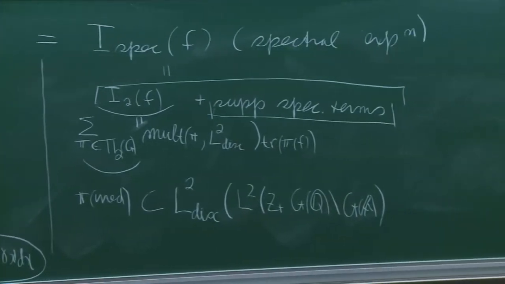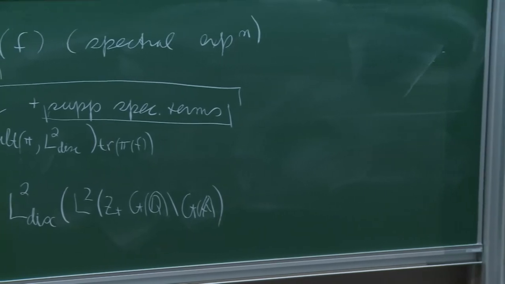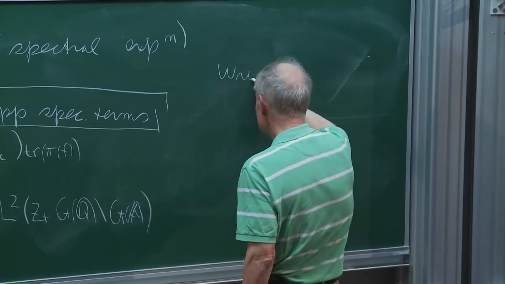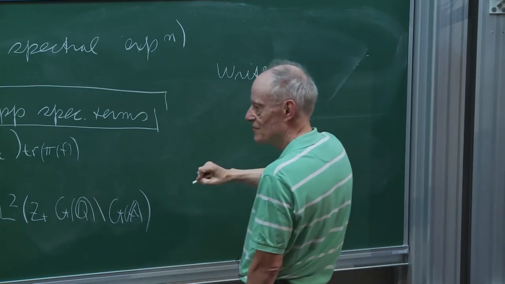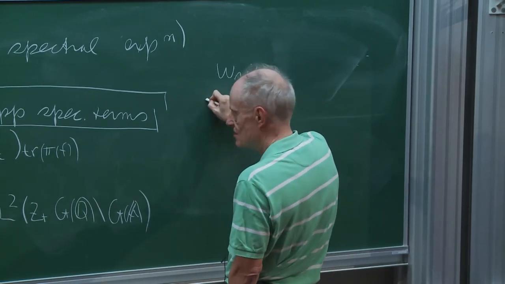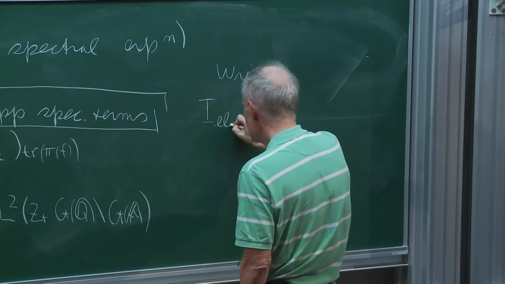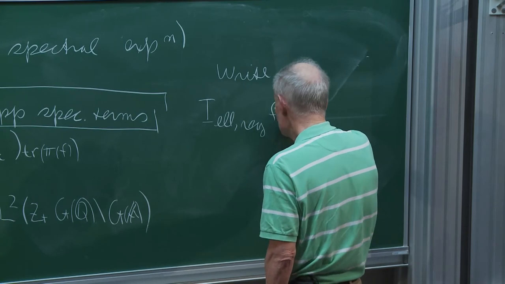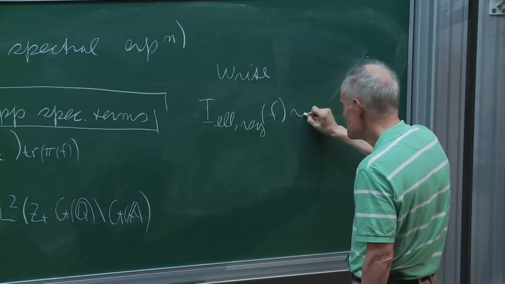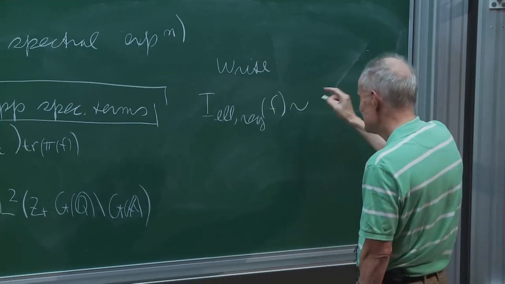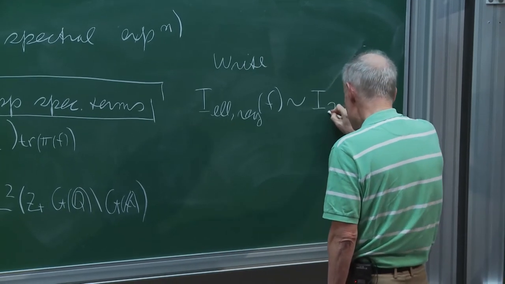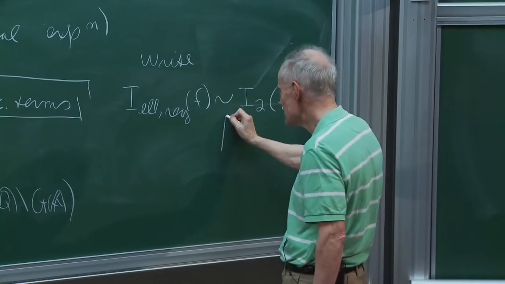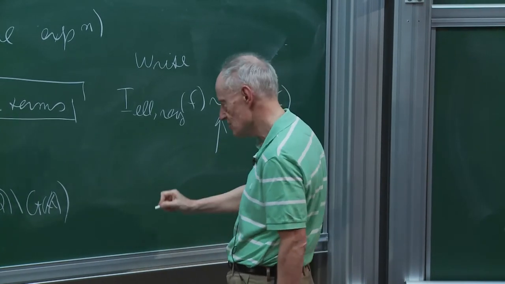All right. What I'm going to do is I'm going to write the elliptic regular part. I'm going to write this approximation symbol. This is equal approximately to I2 of f. And so this is the famous, the notorious pretend-that-they're-equal symbol.